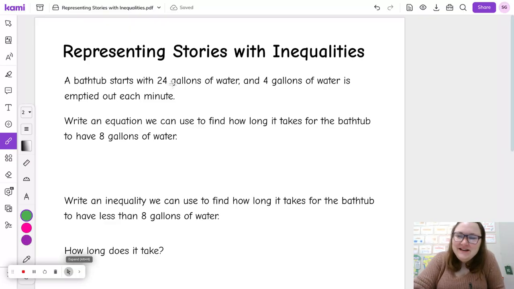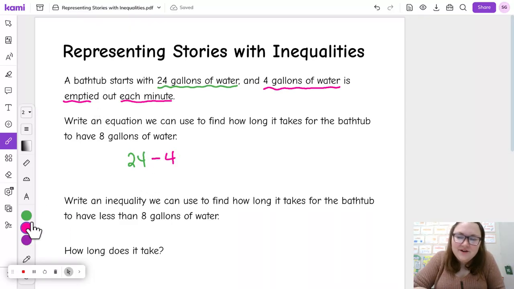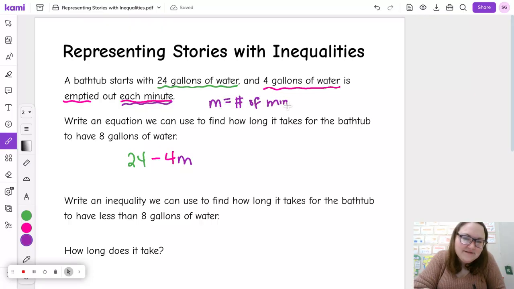That equation is going to be, since it starts with 24 gallons of water, we're going to start our equation with 24. We are told 4 gallons of water empty each minute. Because of that word emptied, I know I am subtracting. I'm subtracting 4 gallons of water, but I don't know how many minutes. I just know each minute we're losing some gallons. So I'd be multiplying the 4 gallons of water times, I'm going to use m to represent the number of minutes. The number of minutes the bathtub is emptied.